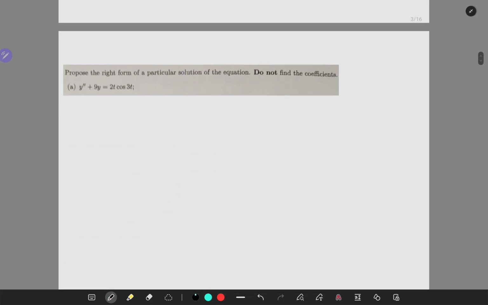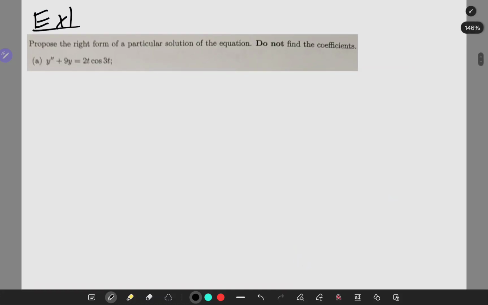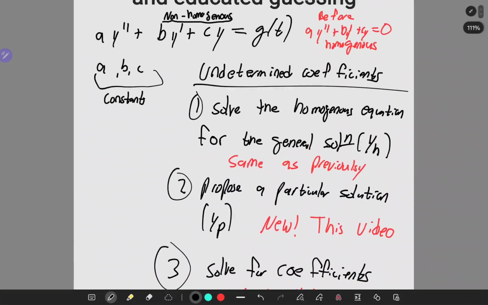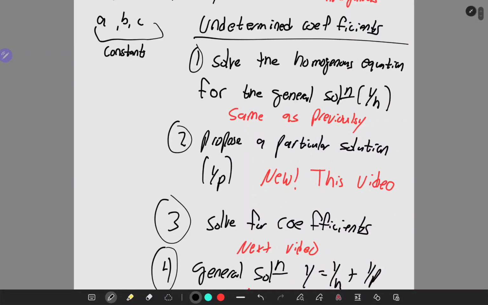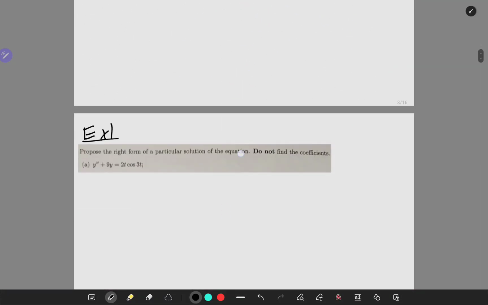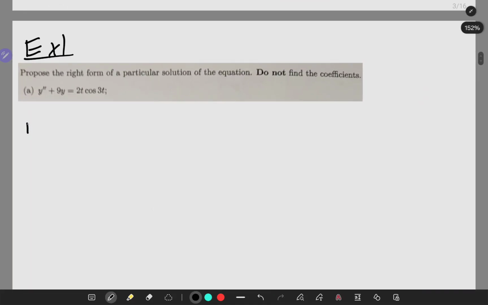Next, example 1. It says, propose the right form of a particular solution of the equation. Do not find the coefficients. So that means just to do step 1 and 2 that I wrote up here. We're going to solve the homogeneous equation for the general solution, y sub h, and propose a particular solution, y sub p.